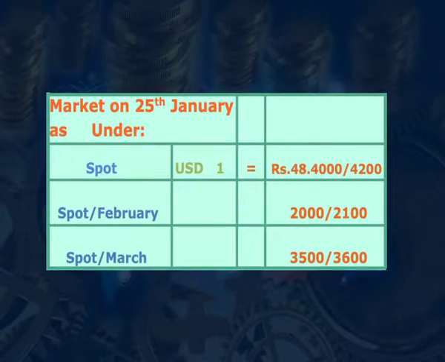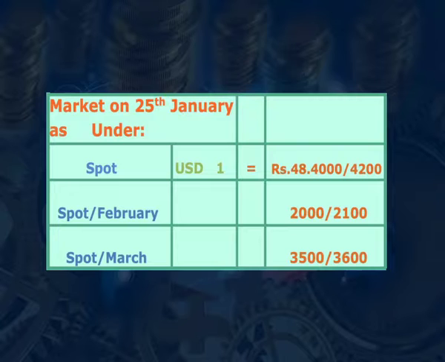For instance, US dollar is quoted as under in the interbank. The following points should be noted in interpreting the quotation given on the screen. First, the first statement is the spot rate for dollars. The quoting bank buying rate is rupees 48.4000 and the selling rate is rupees 48.4200. Second and third statements are forward margins for forward delivery during the months of February.